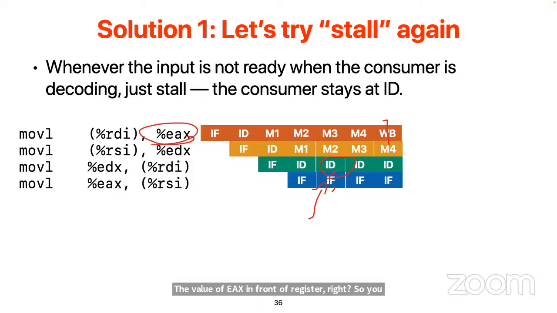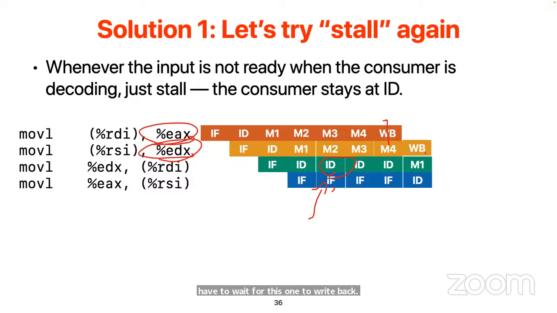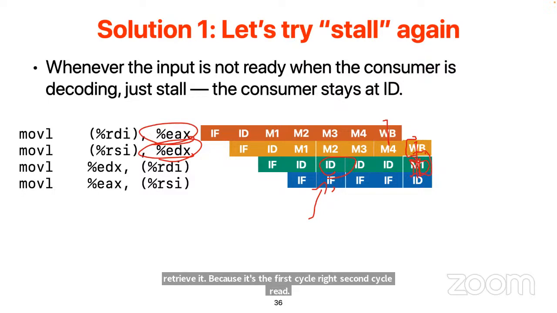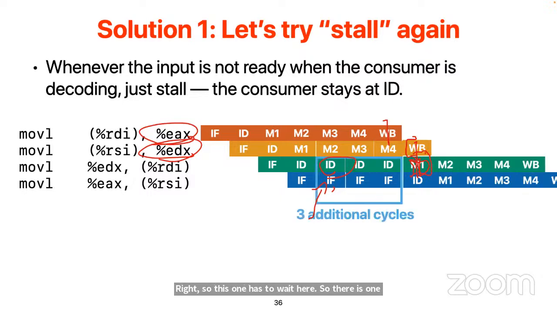So you still have to do the first cycle write. Okay, so for this one, you are waiting on this one, right? So you still have to wait for this one to write back. Oh, okay, so actually it's even worse. Here, you can only retrieve it because it's the first cycle write, second cycle read, right? So this one has to wait here. So there's one more cycle delay, right? So actually, my pipeline diagram is also wrong. We have to have 4 additional cycles in the delay, right?